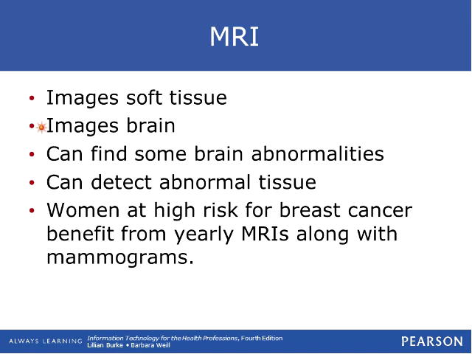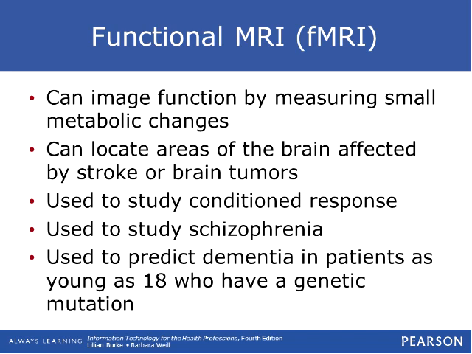MRIs image soft tissues. We use it a lot for imaging the brain. It can find some brain abnormalities, for instance, an aneurysm early in the process. It can detect abnormal tissue. Women with high risk for breast cancer benefit from yearly MRIs along with mammograms, so we can find cancer much earlier than we used to before.